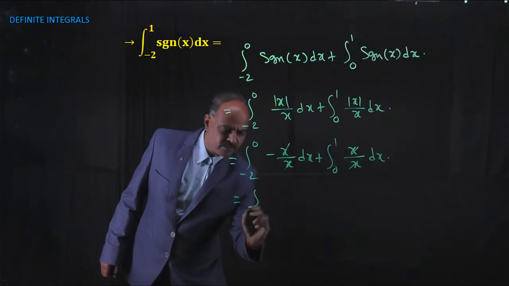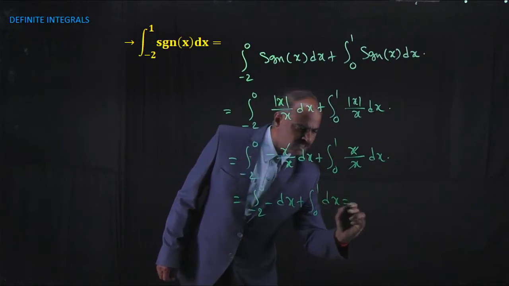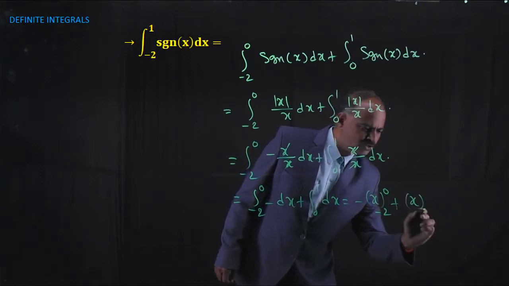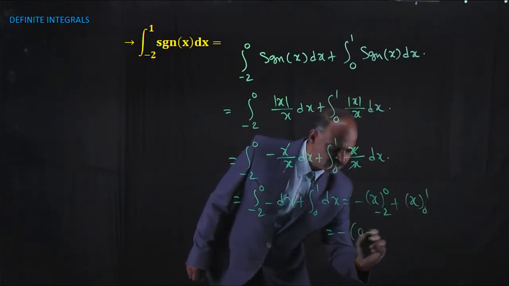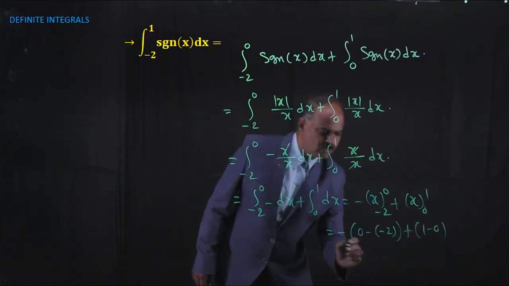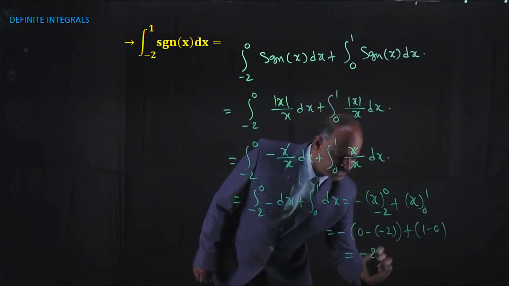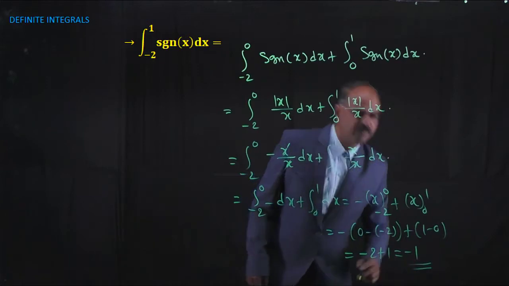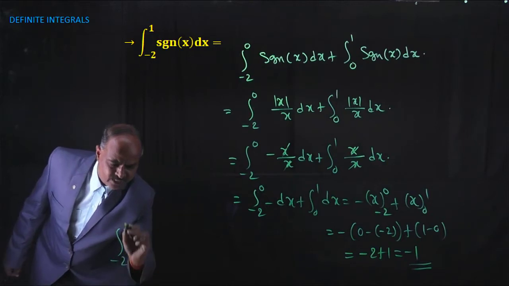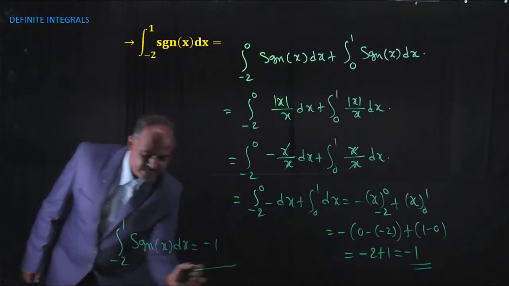So here the integral from -2 to 0 of -dx plus the integral from 0 to 1 of dx. Therefore that is equal to -x with limits -2 to 0 plus x with limits 0 to 1. So here -(0 - (-2)) + (1 - 0), that is equal to -2 + 1, that is equal to -1. So finally the integral from -2 to 1 of sgn(x) dx is equal to -1.